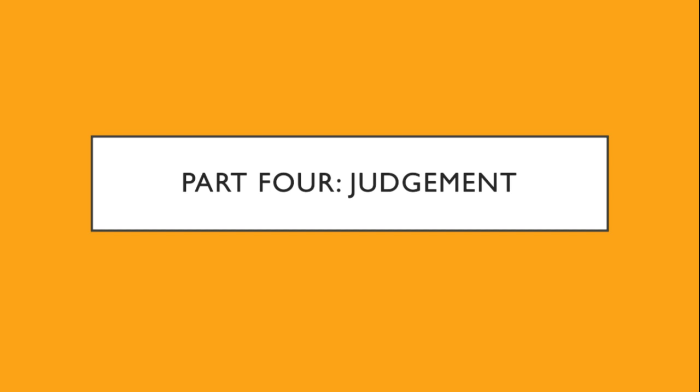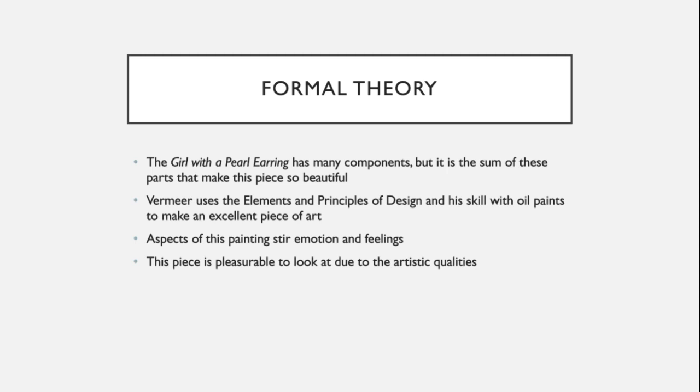The fourth part of this analysis is the judgment, beginning with formal theory. The artwork Girl with a Pearl Earring has many components that make it visually interesting and aesthetic. However, it is the sum of these parts that make this piece so beautiful.